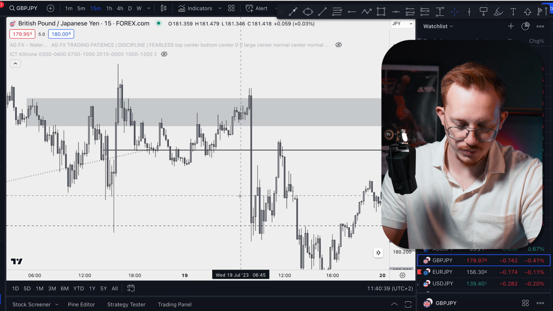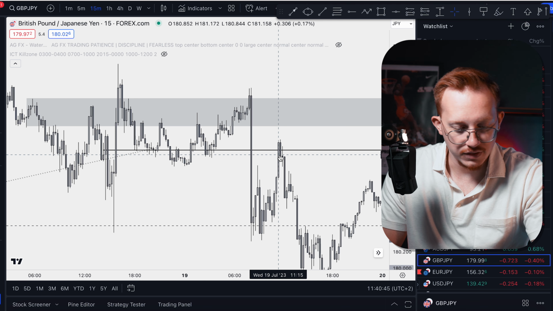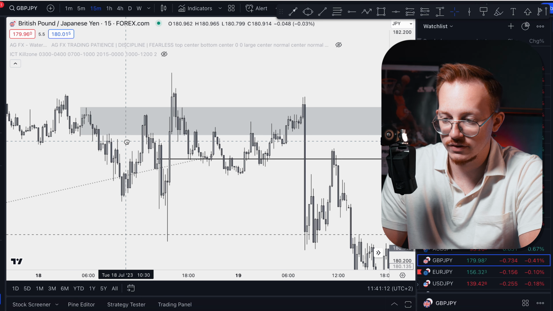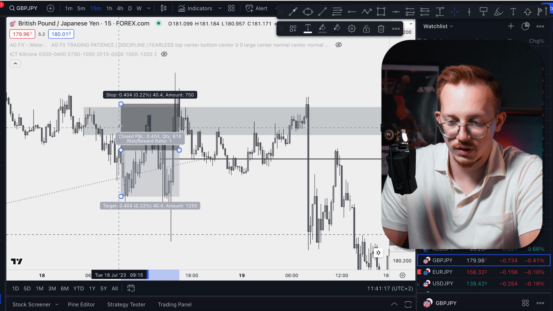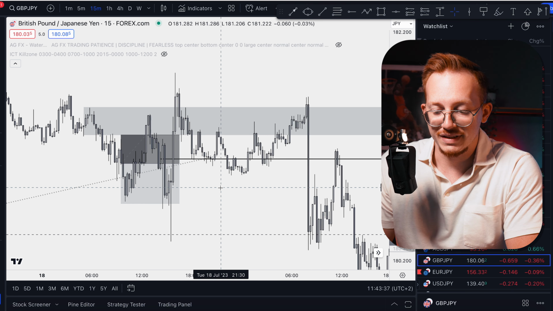So we took the first position at 181.05. So if I'm correct, this was on the 18th of July. So the 18th of July will be here. Then we took it at 9:36. So basically this was our entry right here somewhere, and let me put this in correctly. So this was basically the trade that I entered.